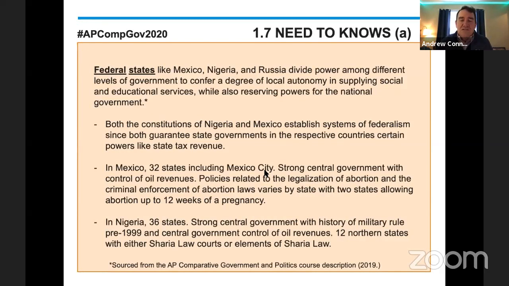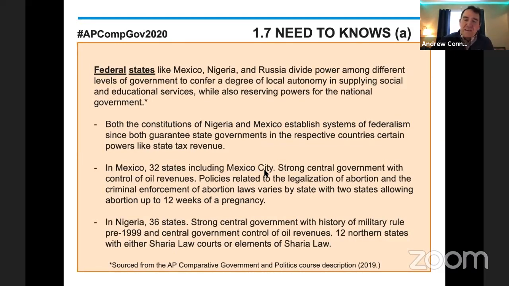So there are only 2 states that allow legalized abortion, and in both of those states, legalized abortion is only accessible up to 12 weeks of a pregnancy. So that is how you might see examples of policy diversity in Mexico.